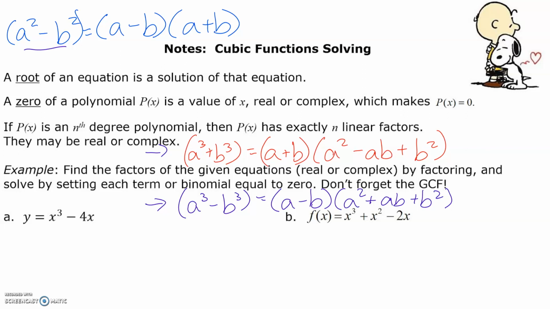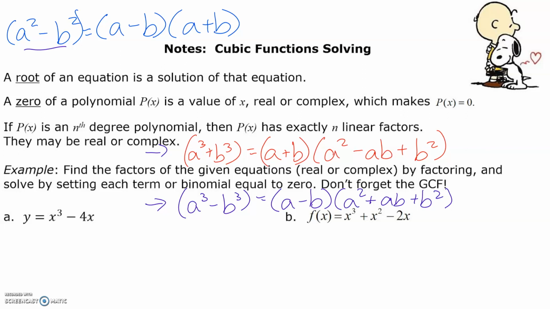Once you factor it, you're going to set each term to 0, and that's when you're going to actually start to solve these problems. When we're talking about a root, these are things we've already talked about. A root of an equation is the solution of the equation. A 0 of a polynomial p of x is the value of x, real or complex, which makes p of x 0. So if we were to substitute that value back in, the entire equation is going to be 0, because it means that it's crossing the x-axis.